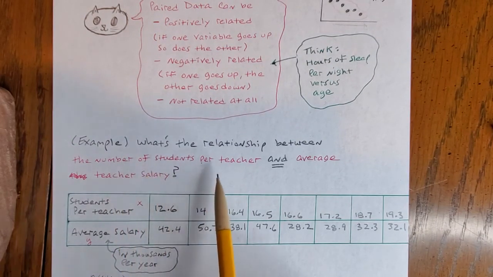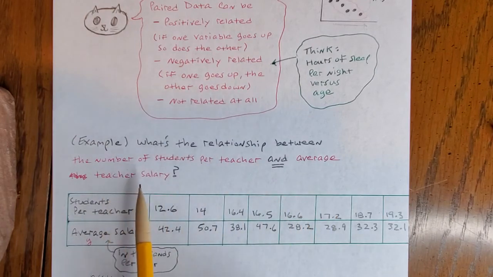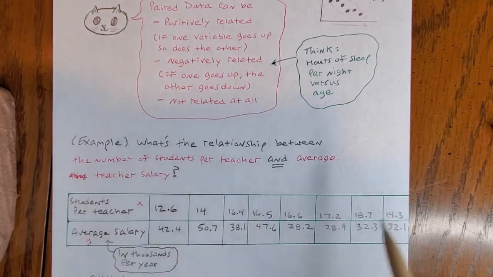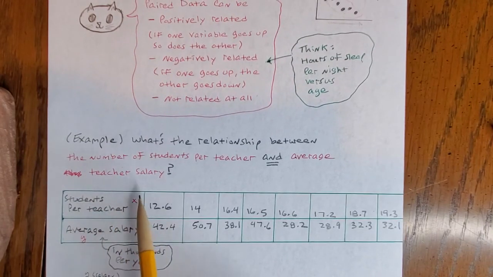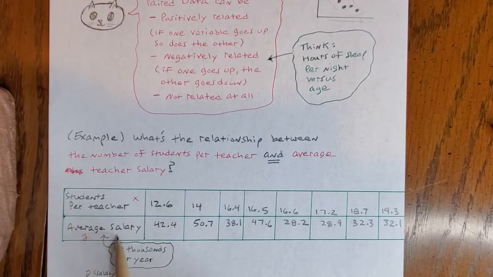The bigger your class size is, the more students you're responsible for, the more grading you have to do, the more work it is in general, so your salary might be higher. That's what I would expect. But let's see. Here's the data. On the X or horizontal axis, we'll have students per teacher, like 12.6 students in a class, 14 students, 19, 19.3, versus the average salary, in thousands per year: 42,000, 50,000, 38,000, and so on.